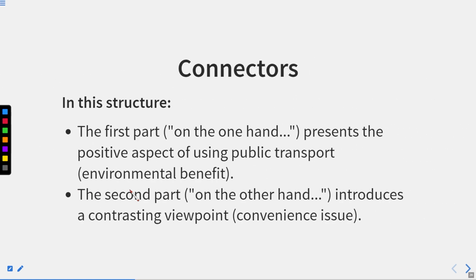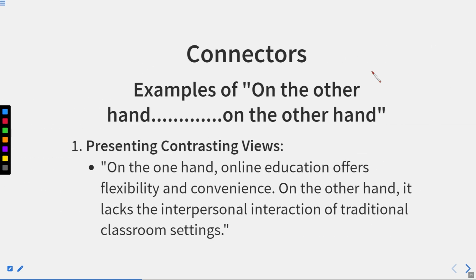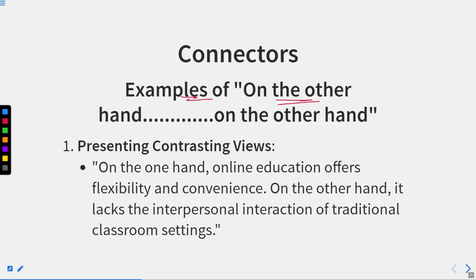In this structure, the first part, "on the one hand," presents the positive aspect of using public transport, that is the environmental benefit. The second part, "on the other hand," introduces a contrasting viewpoint, that is the convenience issue. So it is our choice whether we want to see the environmental benefit or the convenience issue. Now, there are a few examples of the "on the other hand" phrase as follows.